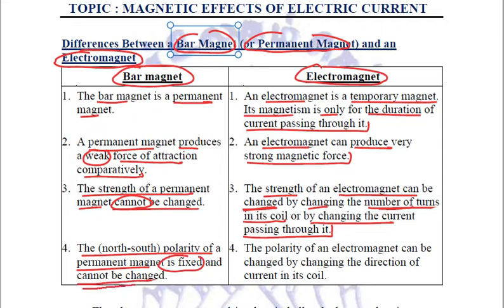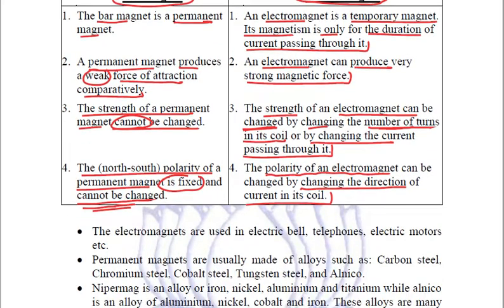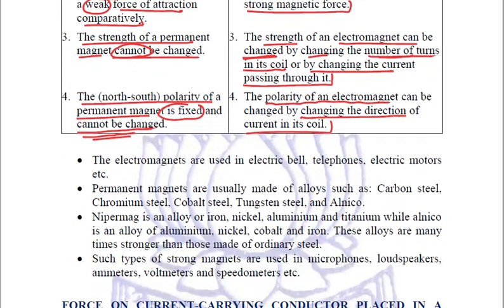The next point of difference between these two is that the north-south polarity of a permanent magnet is fixed and it cannot be changed. But we can change the polarity of the electromagnet. How? Simply by changing the direction of current in its coil. So if we change the direction of the current, then the polarity will also get changed. So these were a few differences between the bar magnet and electromagnet.